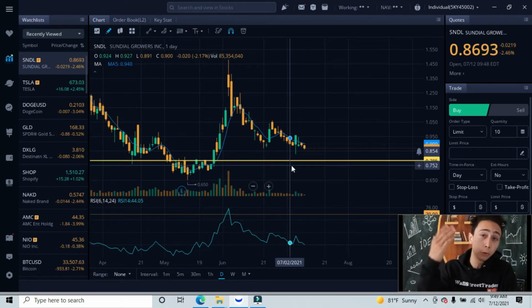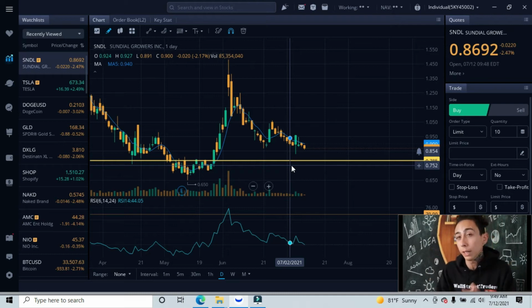So if we do break back below that area, it's going to show relative weakness, and you would want to get out of that stock until we can at least show that buyers are stepping up, or at least until we can create a reversal.